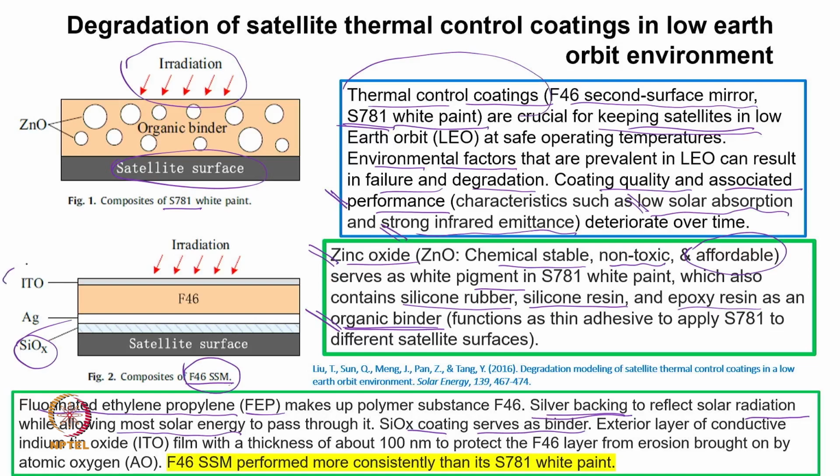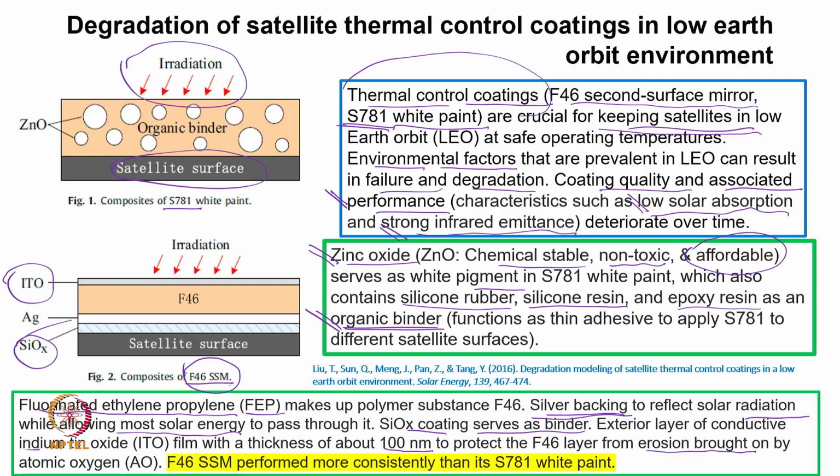However, they kept another one, ITO, that is the indium tin oxide. The indium tin oxide conductive layer was capped on the outside surface. If you look at the thickness, it is only 100 nanometer, and in the previous lecture we mentioned around 10 nanometer. They kept around 100 nanometer to protect this layer against the erosion by AO. That is what we considered earlier.